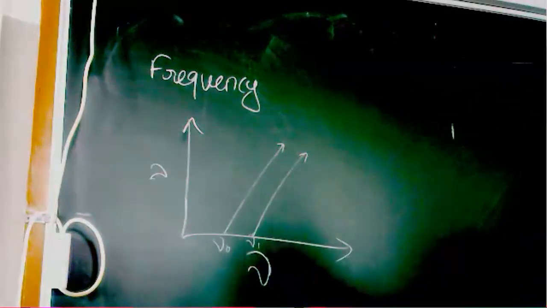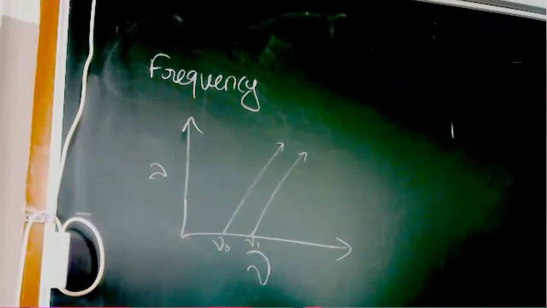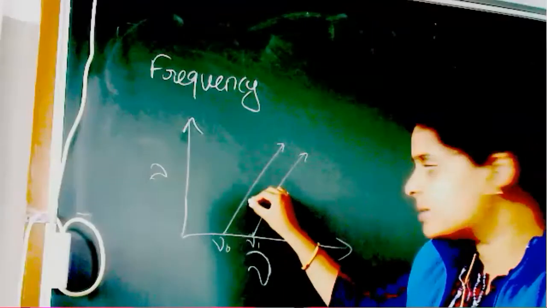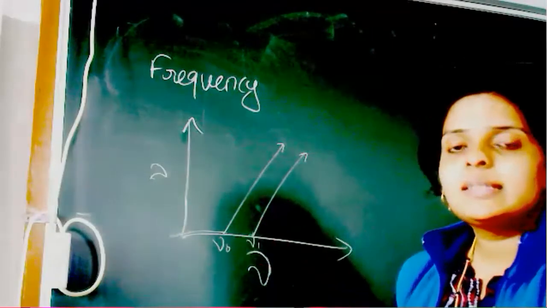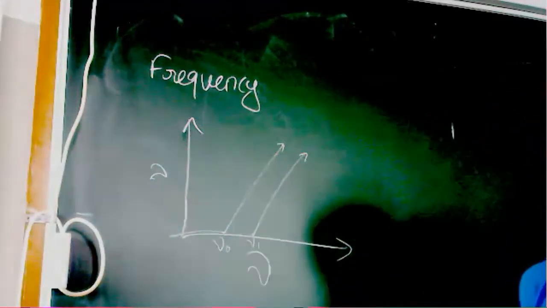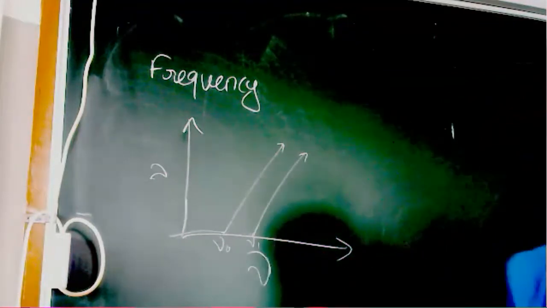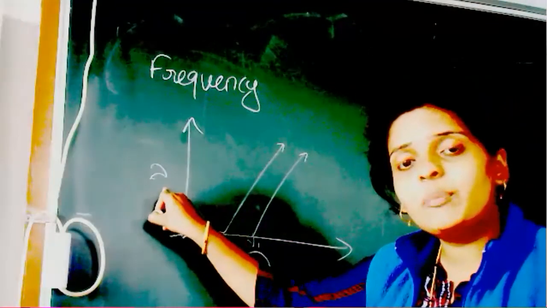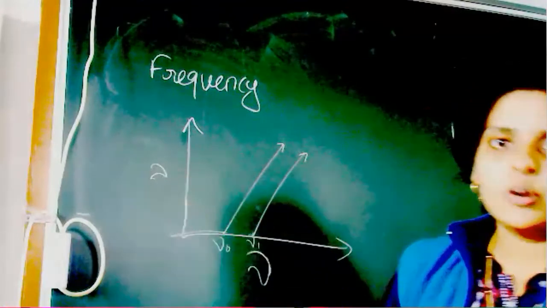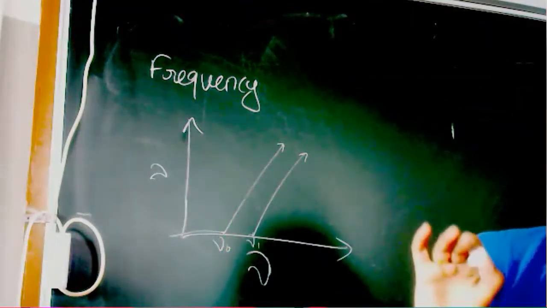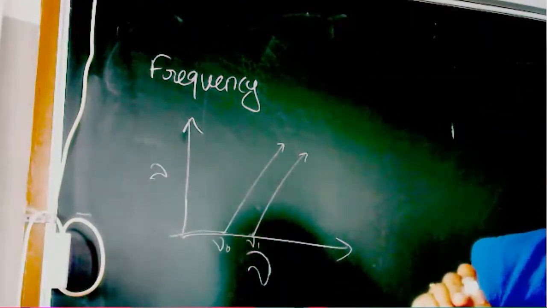What is the meaning of this? Here it is a straight line. It means that for a certain frequency the stopping potential is zero. You can see that there are some frequencies for which the stopping potential is zero. So that is the meaning of the nature of the graph. The frequency for which the stopping potential is zero, the limiting frequency, is known as what?